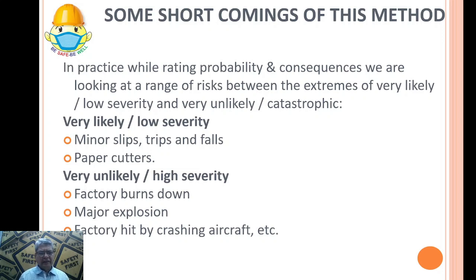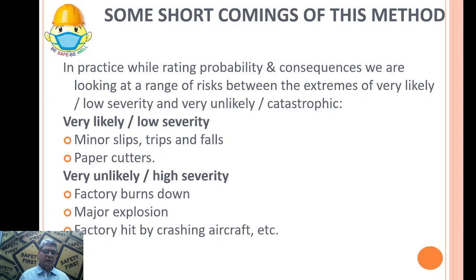Now the next example is very unlikely but high severity. That means the chances of it happening are very low, so the rating is 1, but the severity is very high. So you give the consequence rating 5. So again the risk rating is 5. So in the first example, the above example, and the below example, in both cases the risk rating is 5.